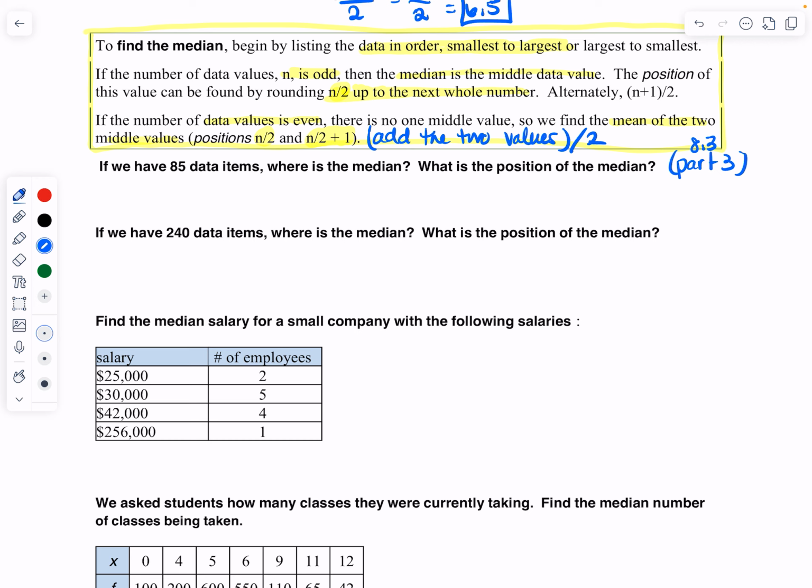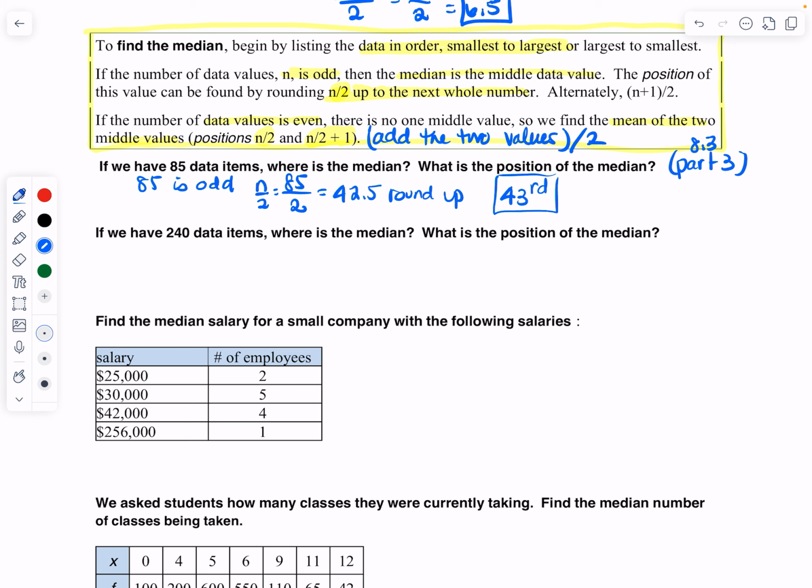If we have 85 data items, where is the median? Okay, 85 is odd. So I'm going to take 85, which is n, and divide it by 2. If I do that in my calculator, 85 divided by 2 equals 42.5. I'm going to round up to the next data value, which is 43. So the median will occur in the 43rd position.